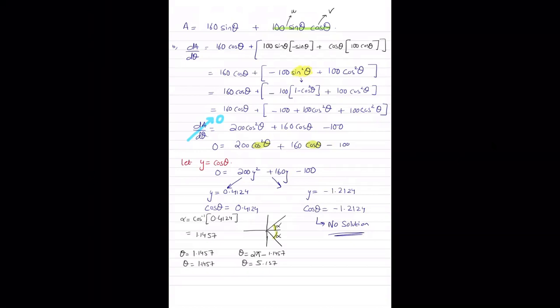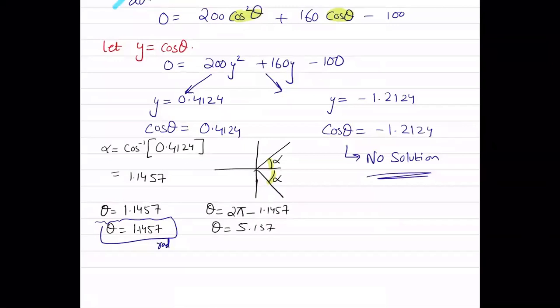Obviously, this angle is not even an obtuse, it's a reflex angle because it's lying in the fourth quadrant. So as per your diagram, the only solution is going to be this angle. This is a reflex angle, and I won't be taking this into consideration because it's greater than pi over 2. The diagram showed me theta as an acute angle. So the only answer I'm going to accept is 1.1457.